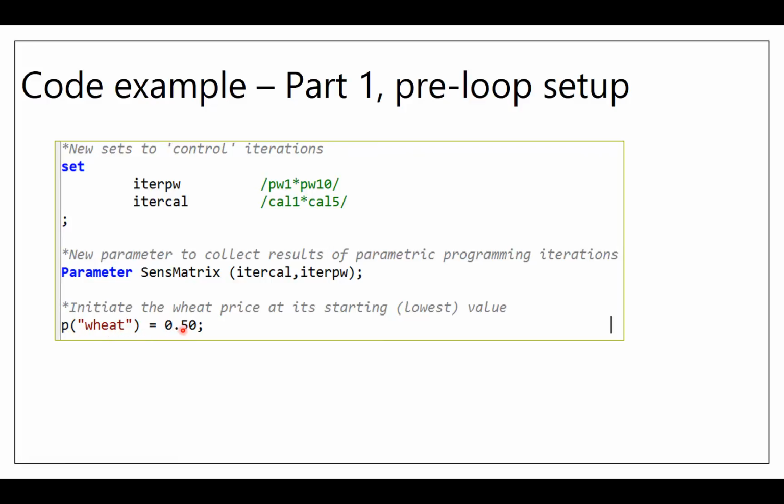Okay, so the core solution, the original solution was $1, or it was solving the price of wheat when it's $1, and we're going to lower that to 50 cents. And then inside the loop, that price will get updated from 50 cents to 70 cents to 90 cents to $1.10, etc.